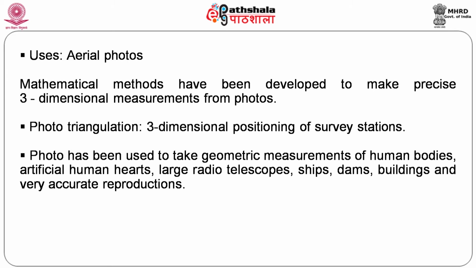When you talk about qualitative analysis, it is just looking at the aerial photograph and trying to understand what is present where. In that context, we should know what the important characteristics are. So, you can not only make 3-dimensional studies, you can also use these photographs for studies on human bodies, artificial human hearts, large radio telescopes, ships, dams, buildings, and very accurate reproductions of the aerial photograph. So, it is not just taking photographs for natural resources study, you can also take photographs for various purposes. Of course, there are different types of photographs and the applications may be different, but the concept is the same. So, let us see how exactly aerial photographs are taken.